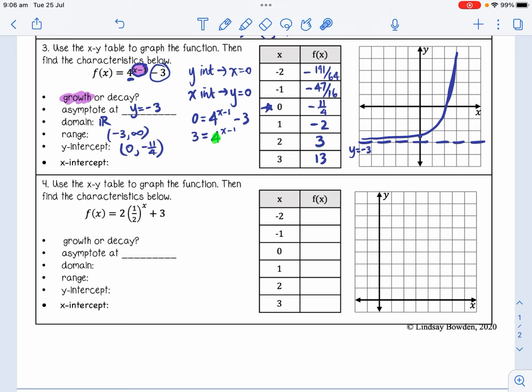We cannot get the same bases. We've got a base of 3 and a base of 4. That's not going to work for us. So we're going to use a logarithm. We're going to say log to the base 4 of 3 has to equal x minus 1.